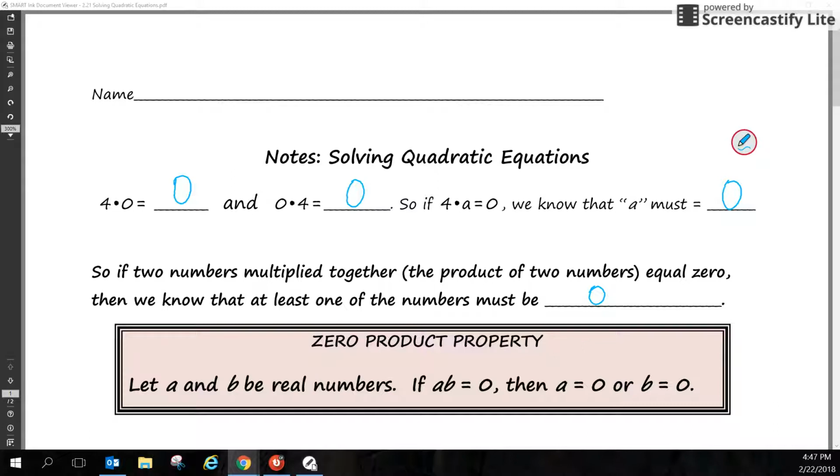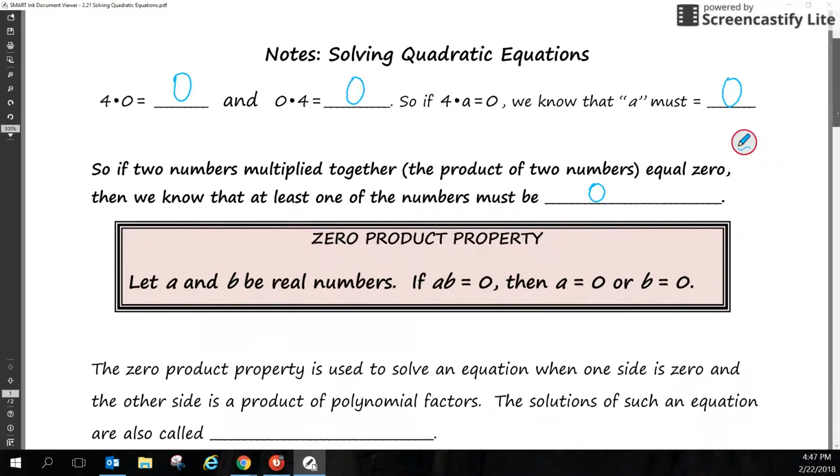So we just got finished factoring, and we factored them into two different factors. So if I have two factors equal to 0, then either the first one's equal to 0 or the second one's equal to 0. So that's what we're doing today.